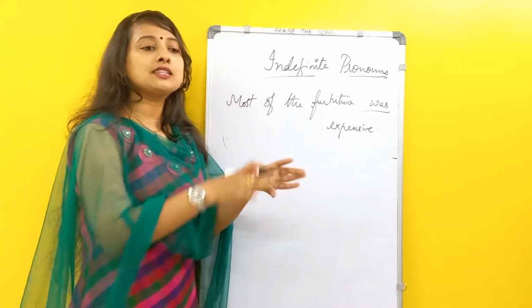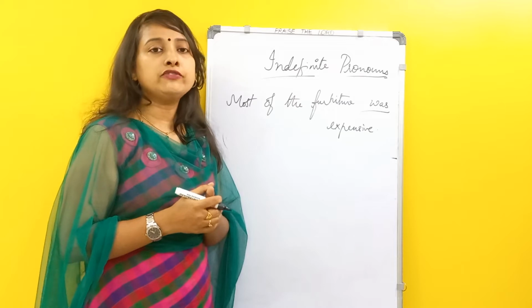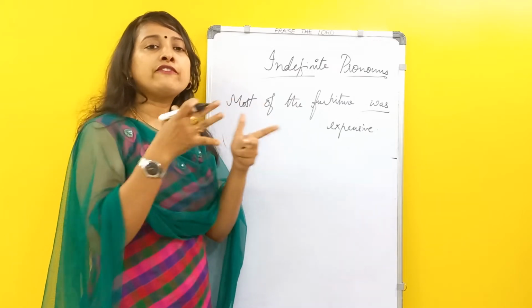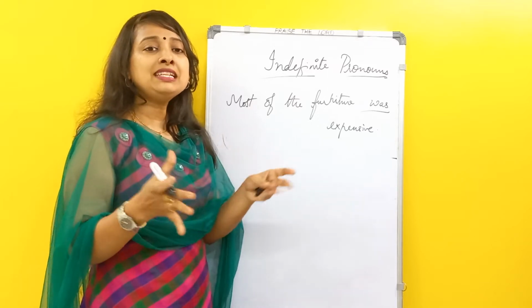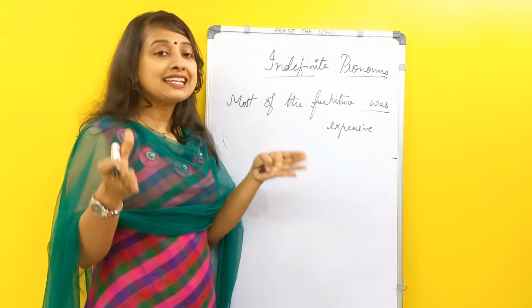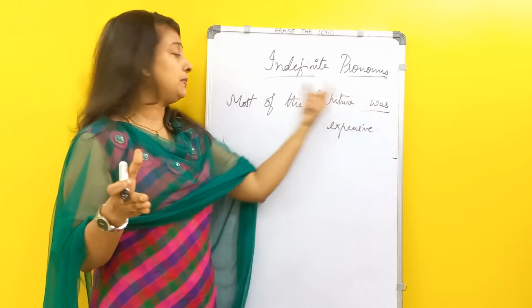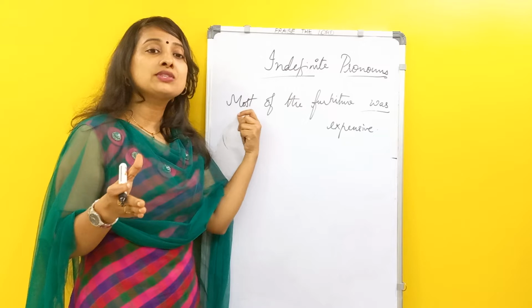Most of the furniture, suppose we went to a shop to just check out furniture. So whatever furniture we are looking for, that furniture is expensive. That means here furniture is an uncountable noun. Furniture is an uncountable noun. So we will be using a singular verb. So most of the furniture was expensive. So here most is used in singular sense.